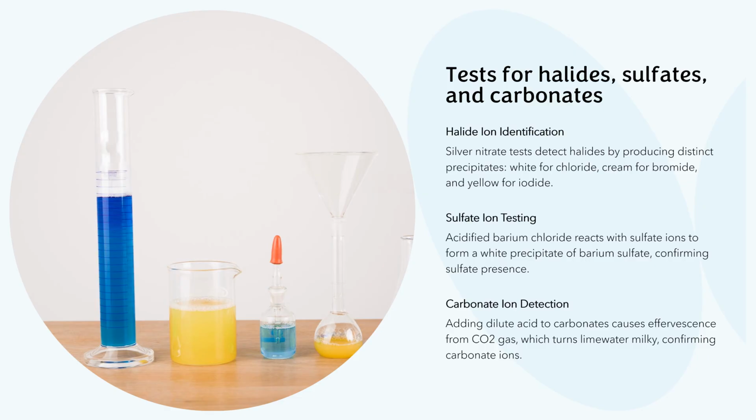Sulfate ions are tested using acidified barium chloride solution, forming a white precipitate of barium sulfate if sulfate is present. Acidification is crucial because it prevents false positives from carbonate ions, which would otherwise form barium carbonate. Carbonate ions themselves are tested by adding dilute acid and observing effervescence due to carbon dioxide gas, which can be confirmed by turning limewater milky.